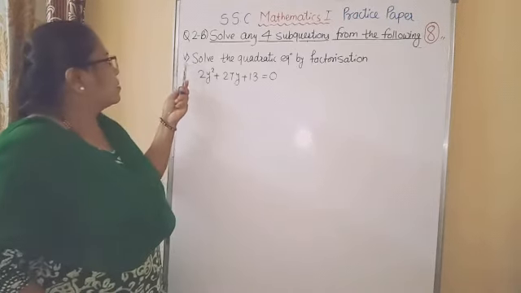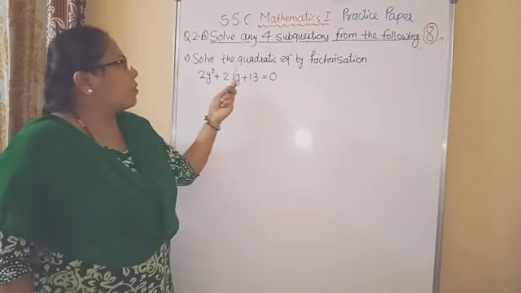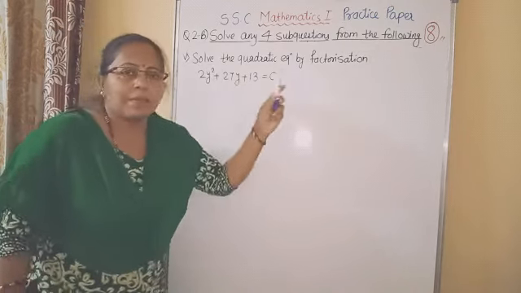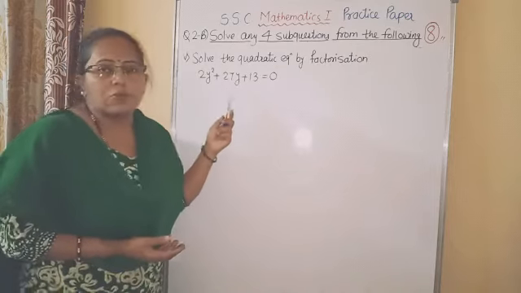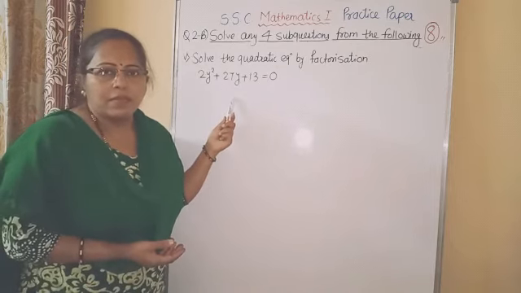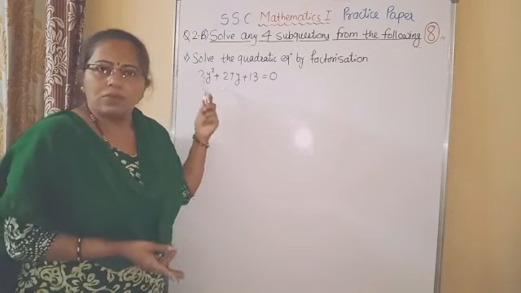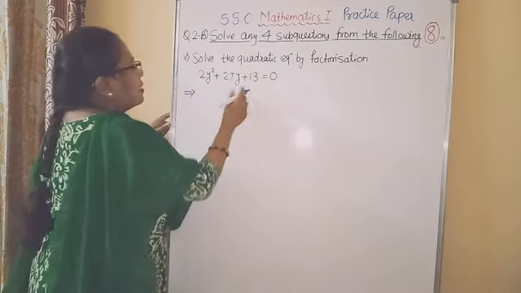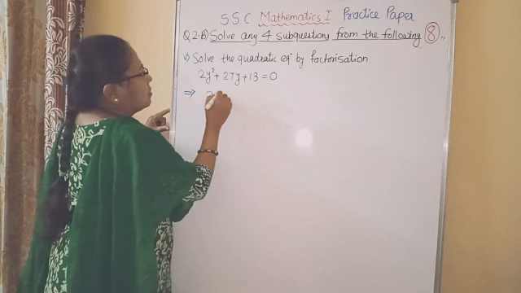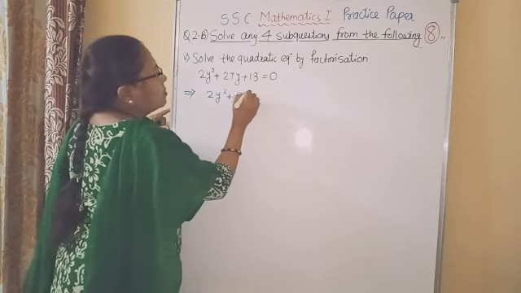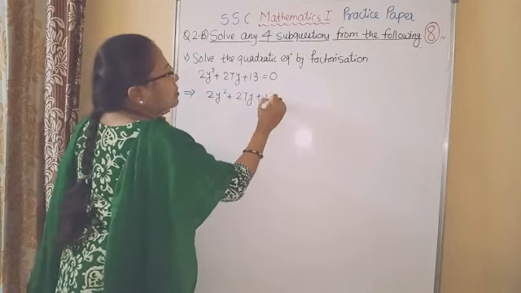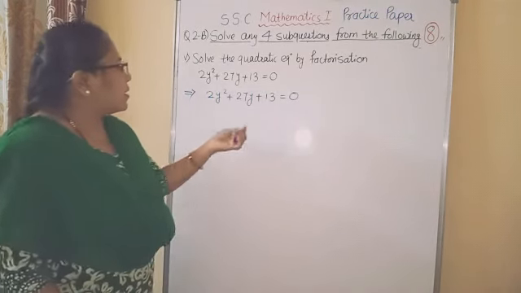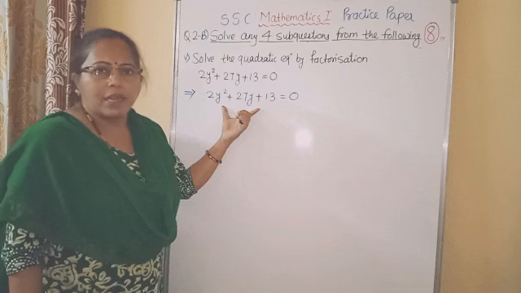Last sub question 5. Solve the quadratic equation by factorization. See students, for the same question maybe they will ask, find the roots of the quadratic equation. Both mean the same; we have to solve the equation. So let us start the solution. First copy the equation on your answer sheet: 2y square plus 27y plus 13 is equal to 0. Now we have this quadratic equation. The left hand side is a quadratic trinomial.